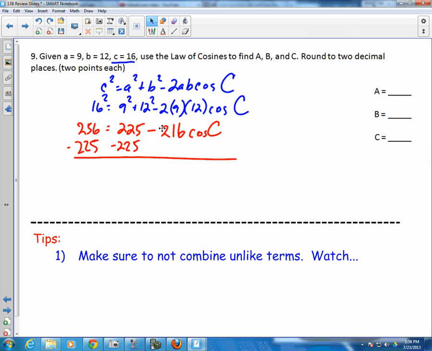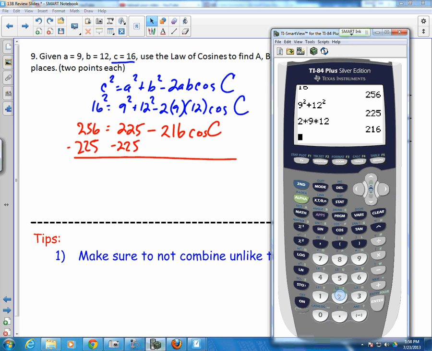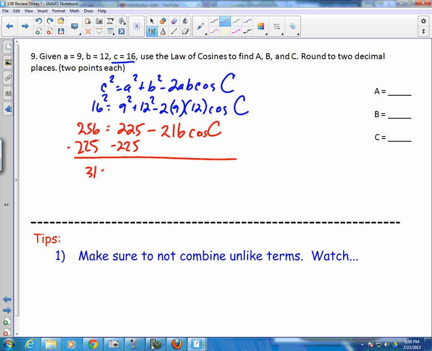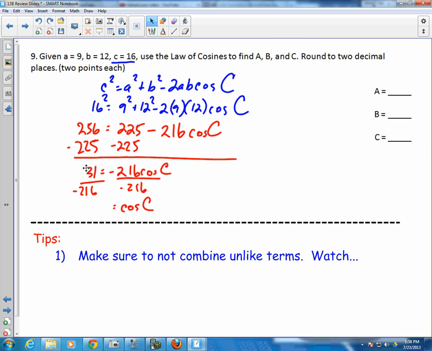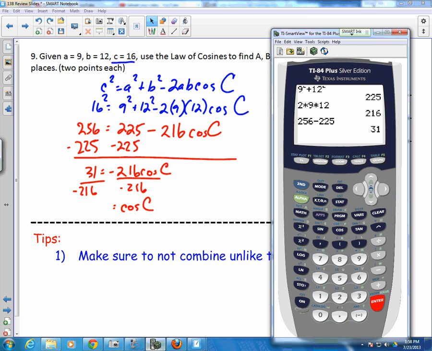So 256 minus 225 gives me 31. So negative 216 cos C divided by negative 216. So then I get cos C equals 31 over negative 216. 31 divided by negative 216 gives me negative 0.144.